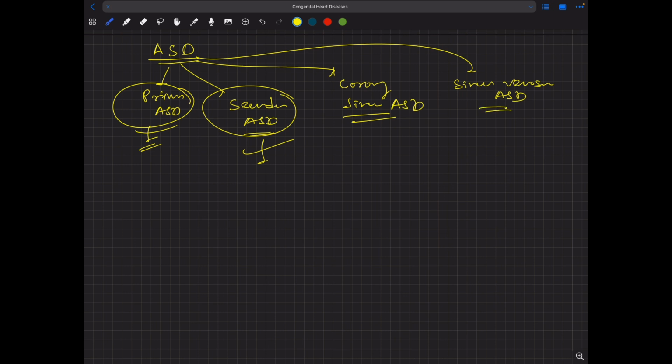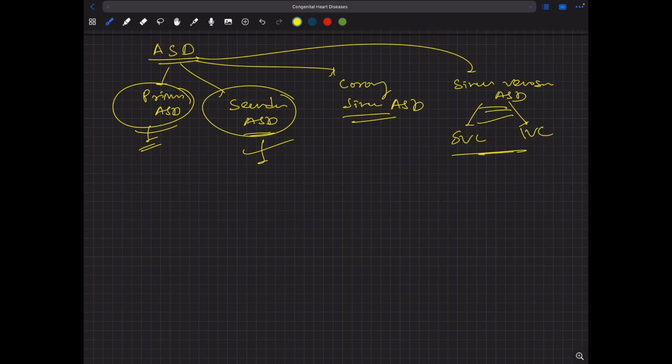In case of sinus venosus type of ASD, at the junction of the superior vena cava and right atrium, there will be an opening. This opening will connect both right and left atrium. This is called sinus venosus type of ASD. It is seen as the SVC type, and it is also seen as the IVC type. So these are the types of atrial septal defect.